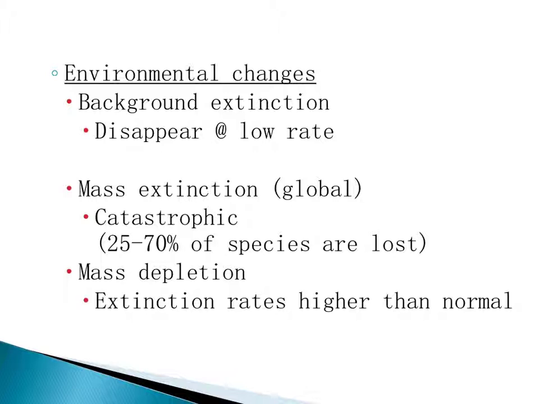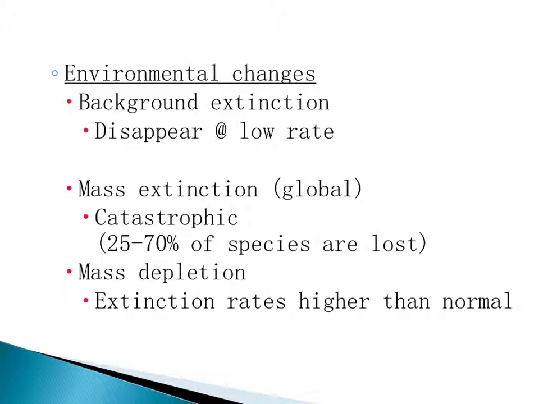Background extinction is when a species will disappear at a low rate. That's a very natural process that occurs. We do have mass extinctions. That is something that needs to be on a global scale, and an example is the dinosaurs. It's catastrophic when anywhere from 25 to 70% of species, which is a huge range, are lost.